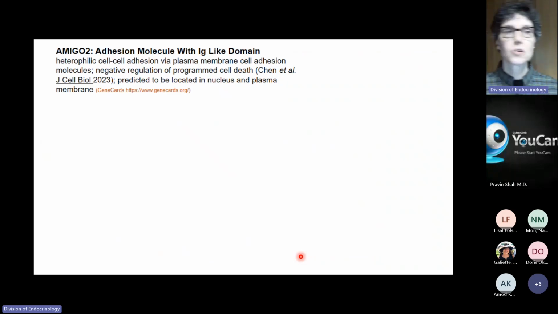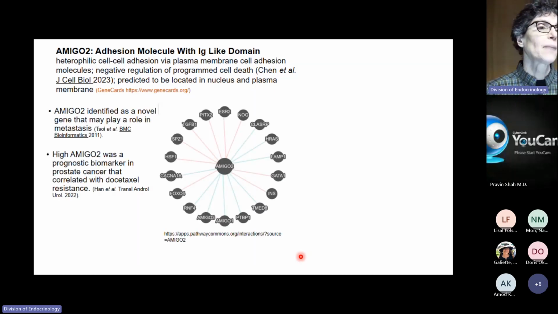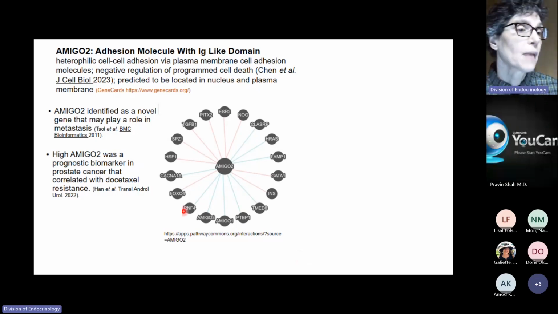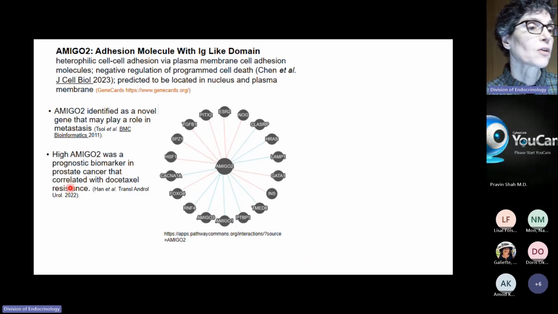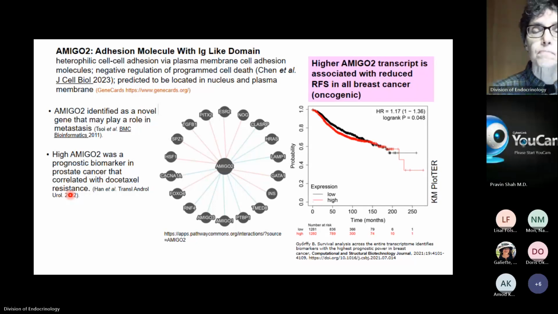So what's AMIGO2? It has a cool name. It stands for adhesion molecule with Ig-like domain. And it's located either in the plasma membrane or in the cell nucleus. And it's involved in programmed cell death and apoptosis. It was first identified as a novel gene that has a role in metastasis, and high AMIGO2 was a prognostic biomarker of prostate cancer correlated with docetaxel resistance.